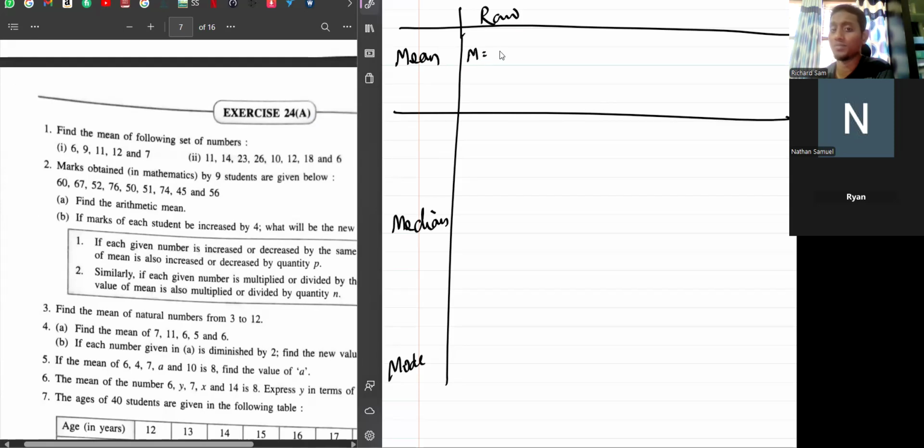What's the formula for mean? Sum of data divided by the number of terms. Just add everything and divide it by the number of terms. That is mean.